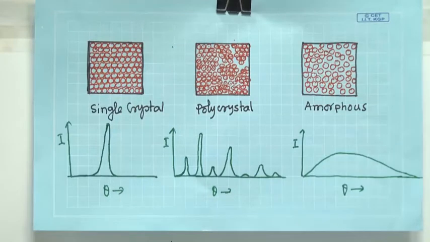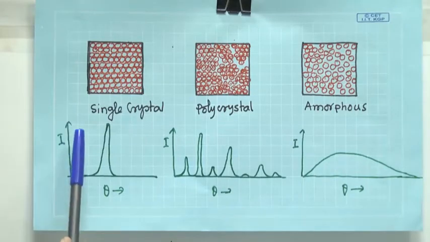This is only possible if atoms are ordered in the material. Otherwise, you will not find this type of distribution of electron density, and you will not expect diffraction.